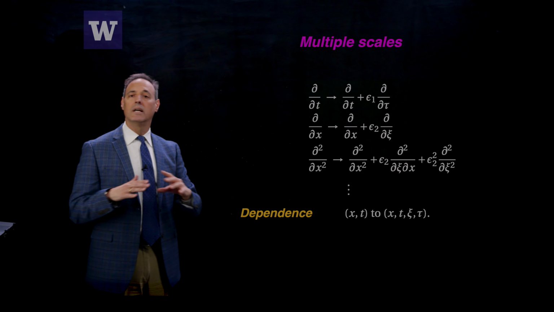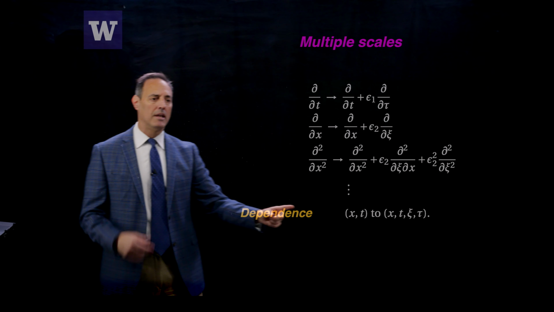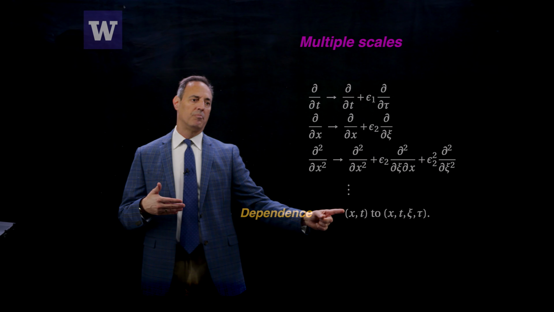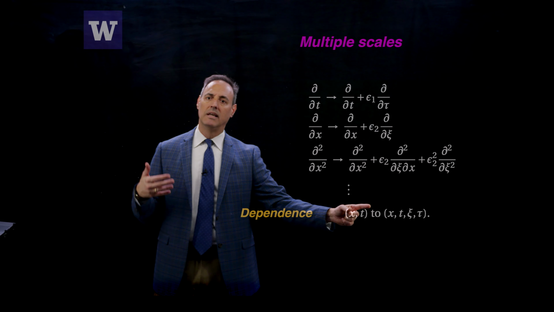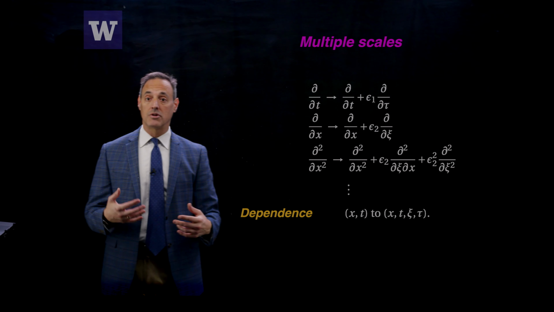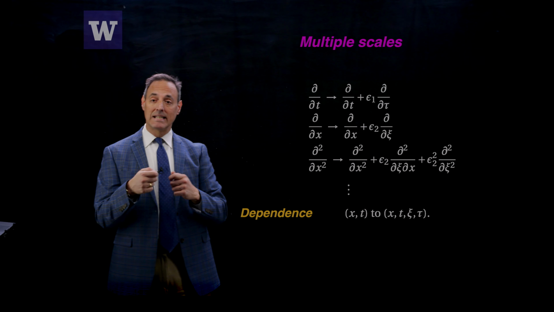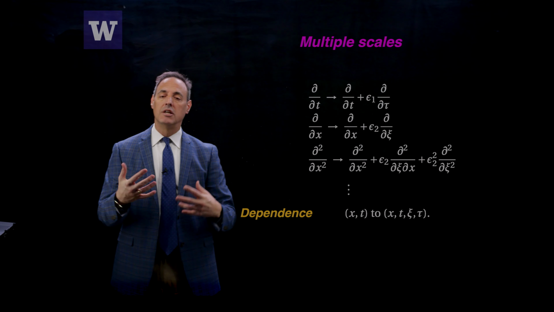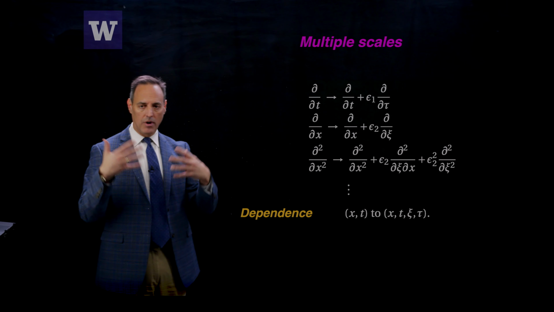So the whole idea here of multiple scales is take your dependence not just from x and t, but now everything depends upon x, t, xi, and tau. So there's now 4 scales. Xi and tau are your slow space, slow time. And the reason we've introduced them is because of this flexibility.